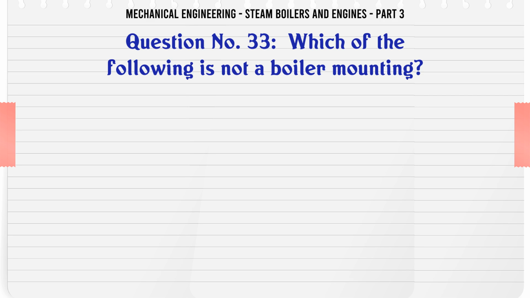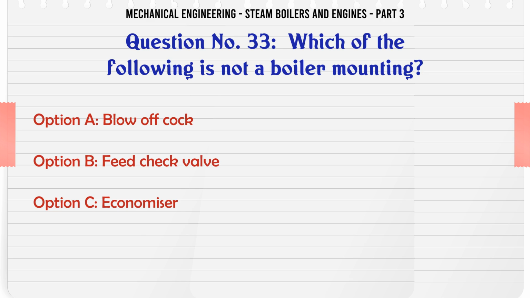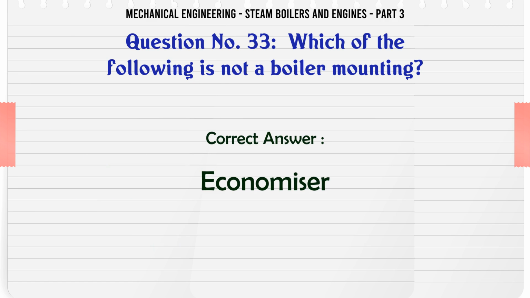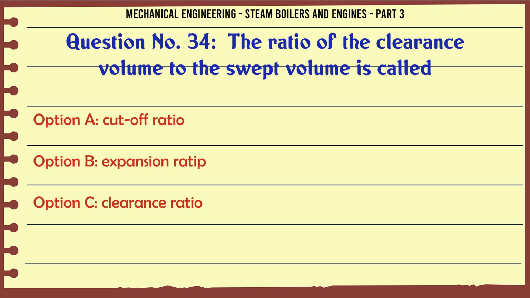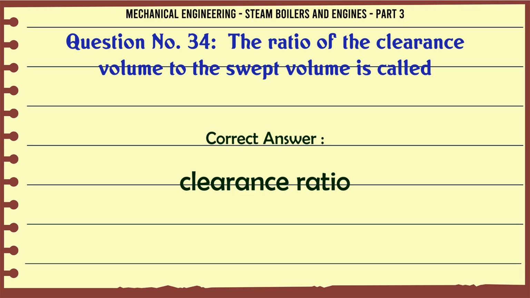Which of the following is not a boiler mounting? A. Blow-off cock. B. Feed check valve. C. Economizer. D. Fusible plug. The correct answer is economizer. The ratio of the clearance volume to the swept volume is called A. Cut-off ratio. B. Expansion ratio. C. Clearance ratio. D. None of these. The correct answer is clearance ratio.